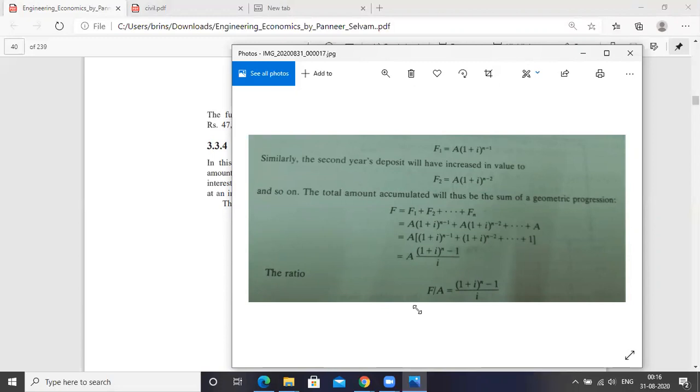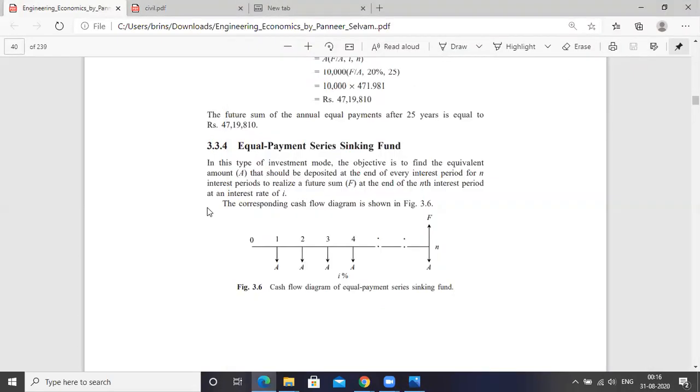Either by using this formula or the tables, you can solve these kinds of uniform series problems. So just note down this formula. I hope you understand how we have arrived at it. Now moving on to the uniform series sinking fund, which is also called the equal payment series sinking fund.